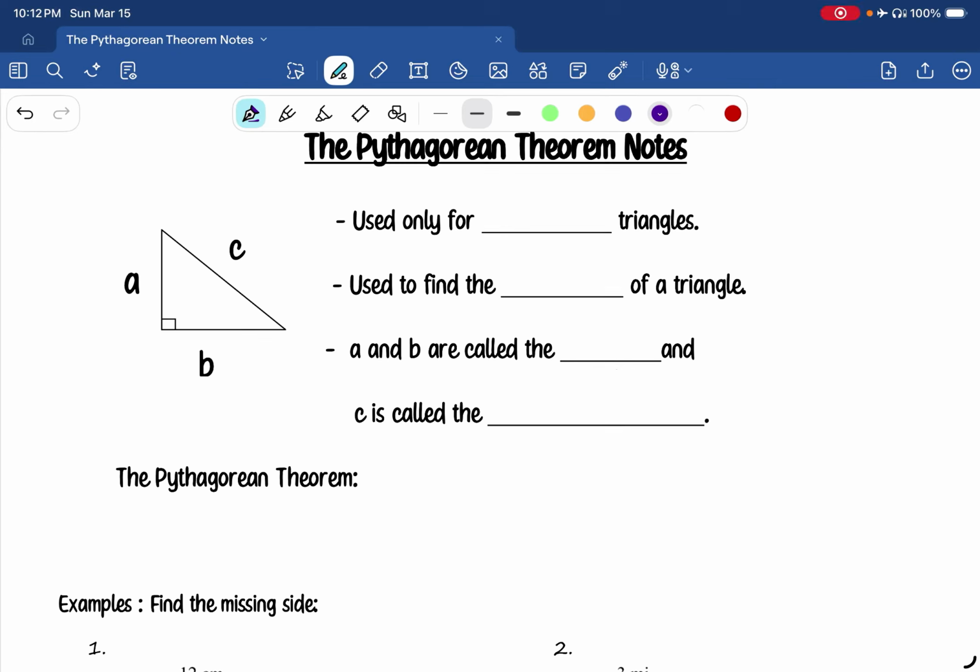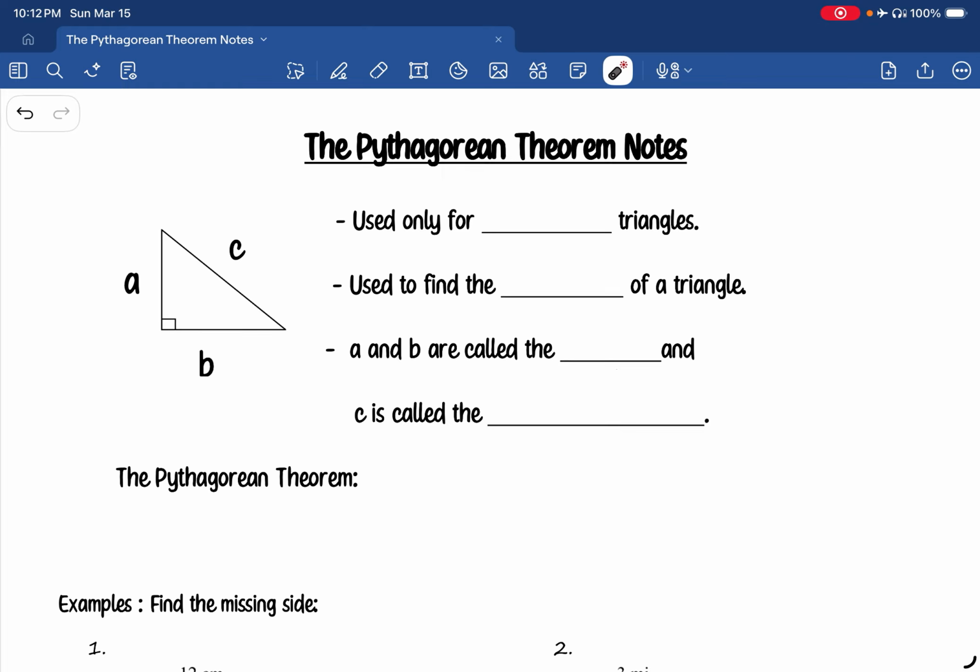Everyone, today what we're going to do is talk about the Pythagorean Theorem. And the Pythagorean Theorem is very important when we are solving right triangles. So over here I have a picture of a right triangle. And if you notice, the sides are labeled A, B, and C.